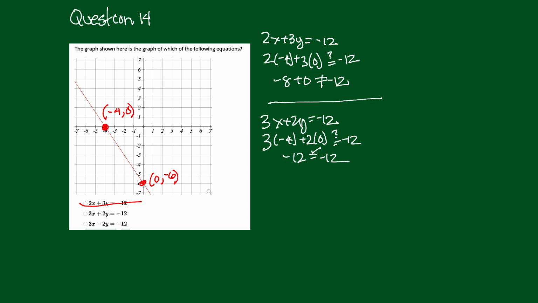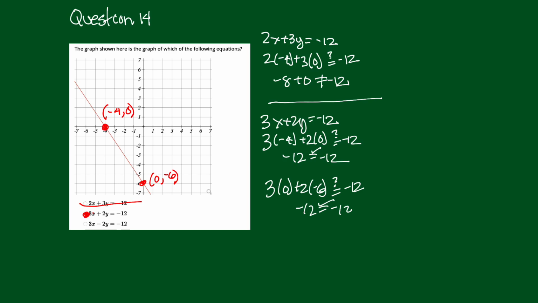Let's put the second point in just as a check. 0 for x, negative 6 for y. So I'll get 3 times 0 plus 2 times negative 6. Is that equal to negative 12? Well, this is 0 minus 12, or negative 12, equals negative 12. It works. Right, I'm going to state now that it is this one right here.